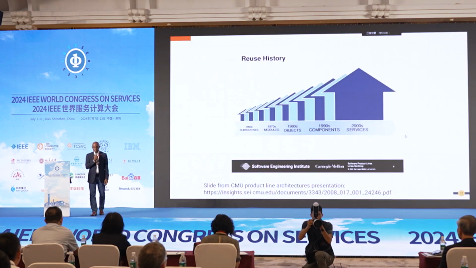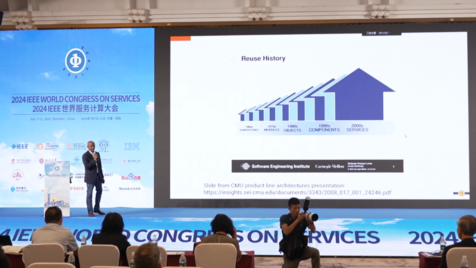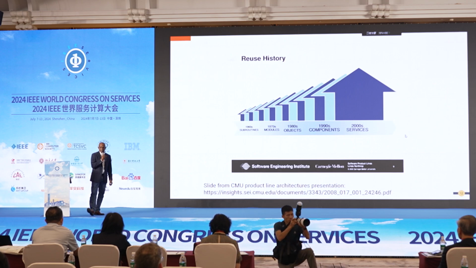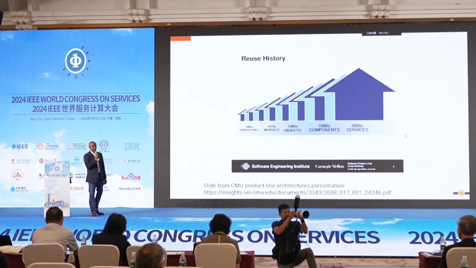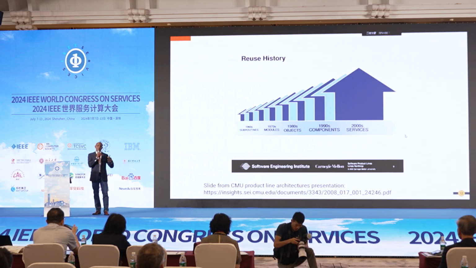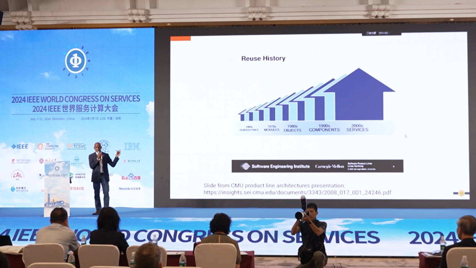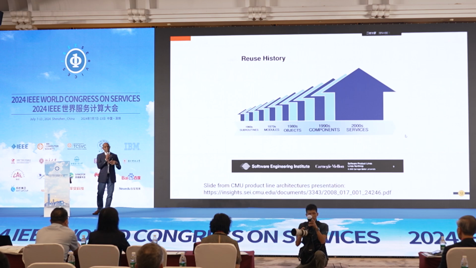In fact, this is a slide from a kind of old presentation from CMU about the product line architectures work. And what this talks about is different styles of reuse that have been around for a very long time. So if you go back to the invention of subroutines in the 1960s, then to modules, objects, components, and services, it's sort of the latest incarnation on that evolution of reuse.